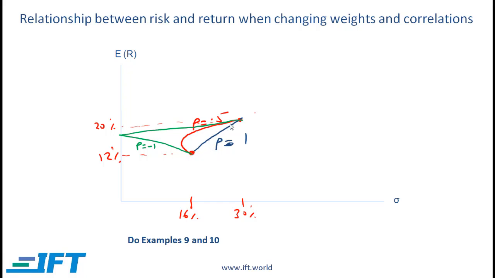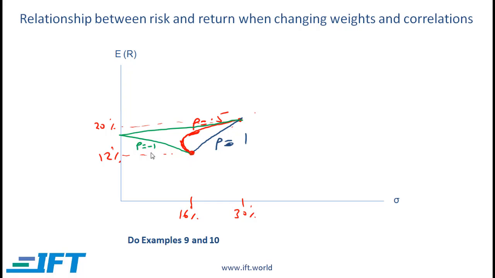With the correlation of 0.5, there is some diversification benefit, and this is what we saw earlier. Initially, as you decrease the weight of X and increase the weight of Y, the risk will come down, but the return will go up. That's because you are getting your diversification benefit. Eventually, you will turn around and the higher return will come at the cost of higher risk.